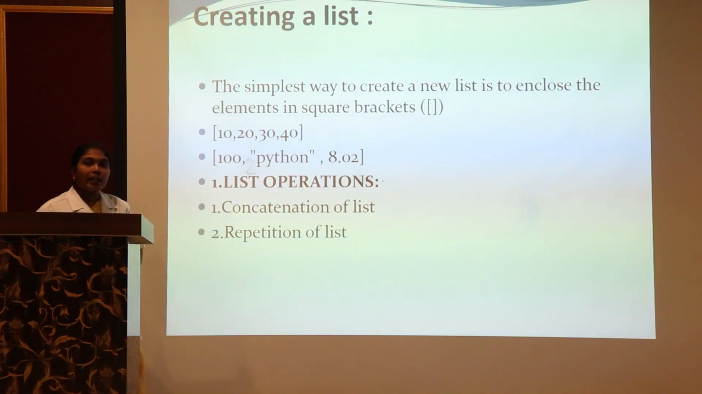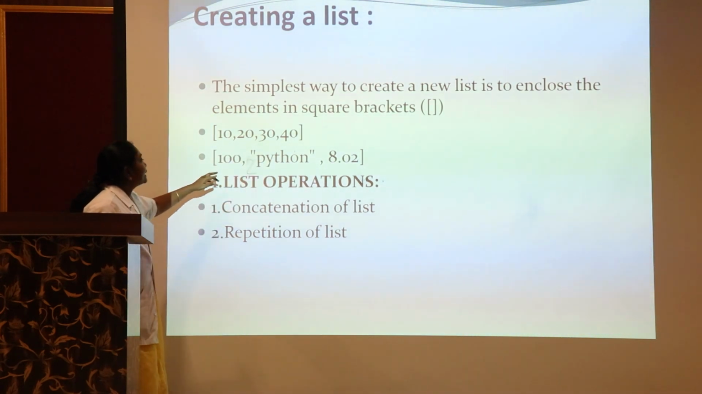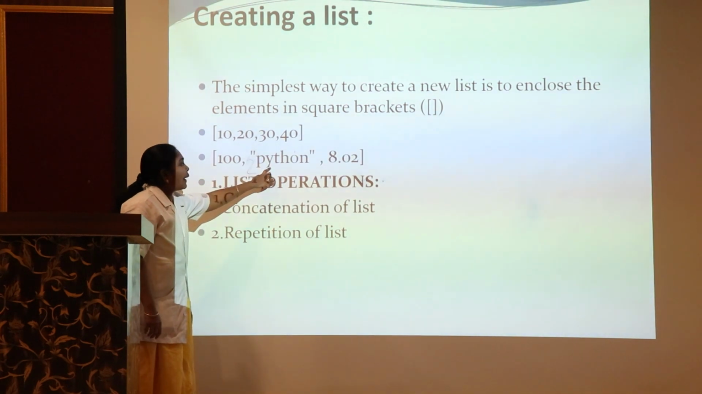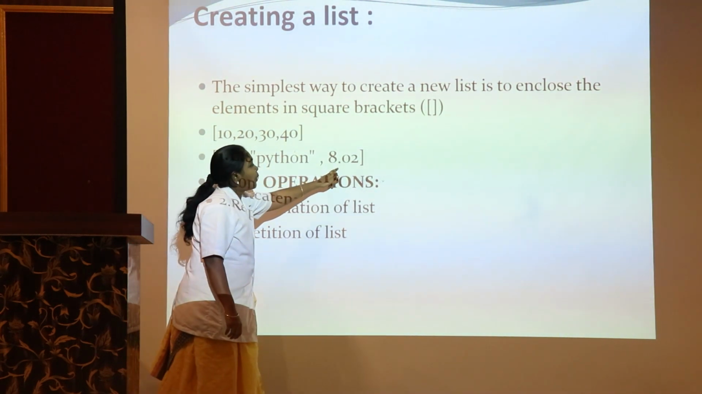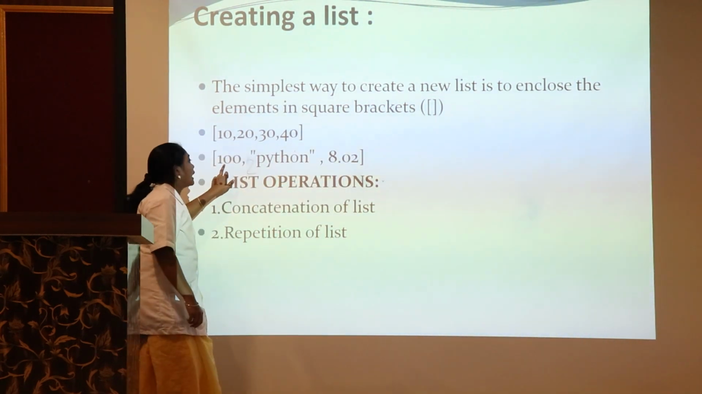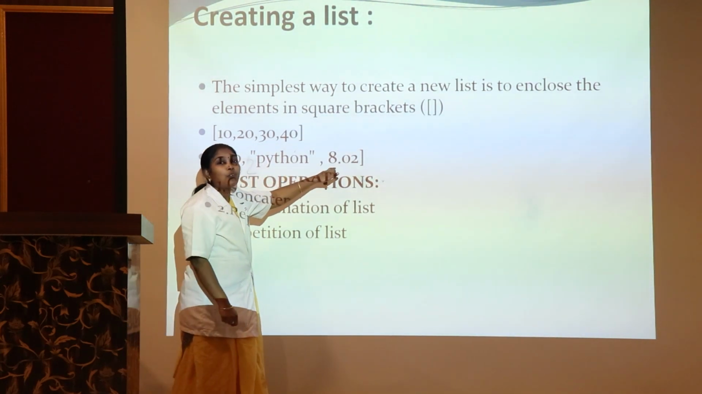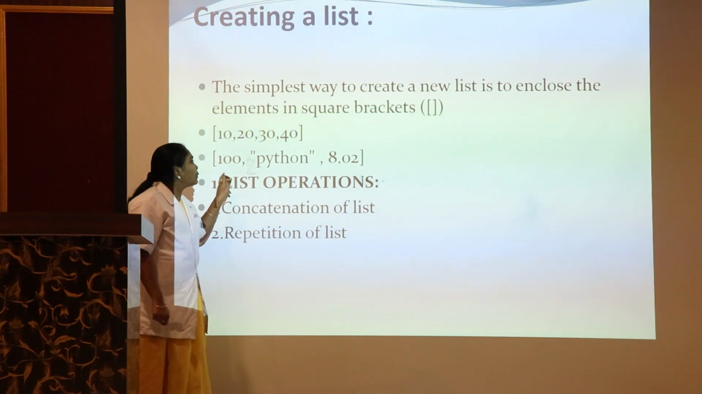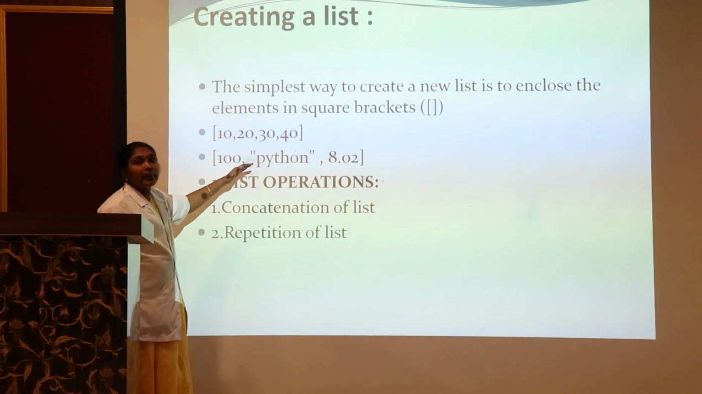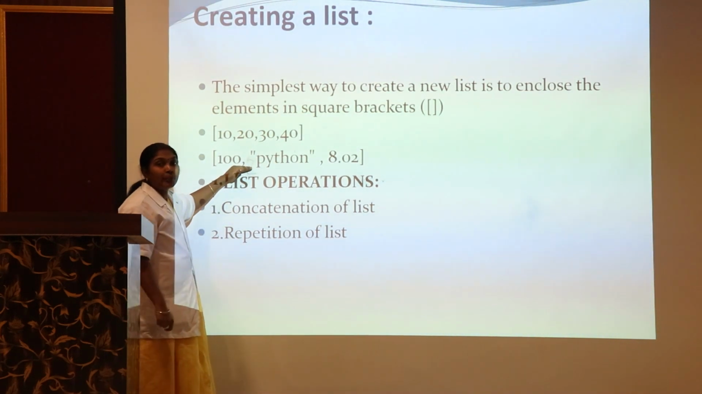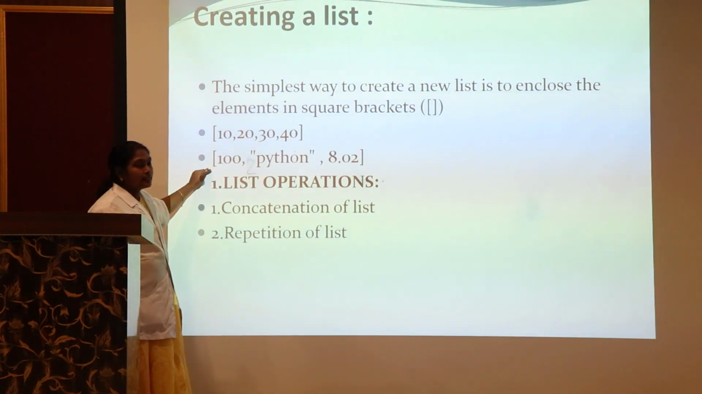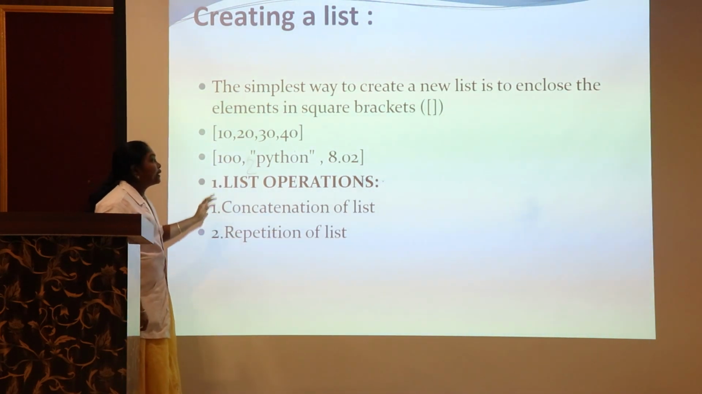Another one of the lists is here: 100, Python, 8.02. These are the values and the data types, and the next one is floating point. So I want 3 types of data types to follow in this list.